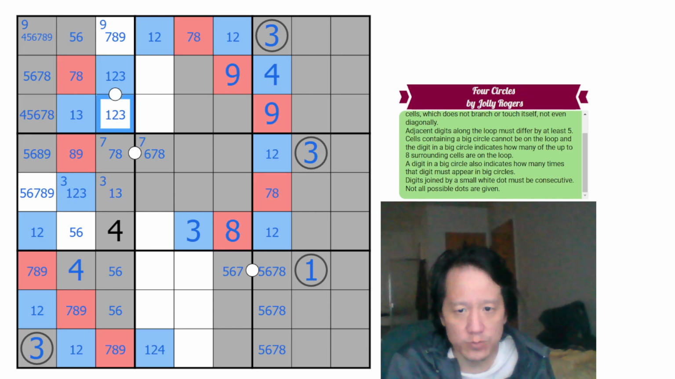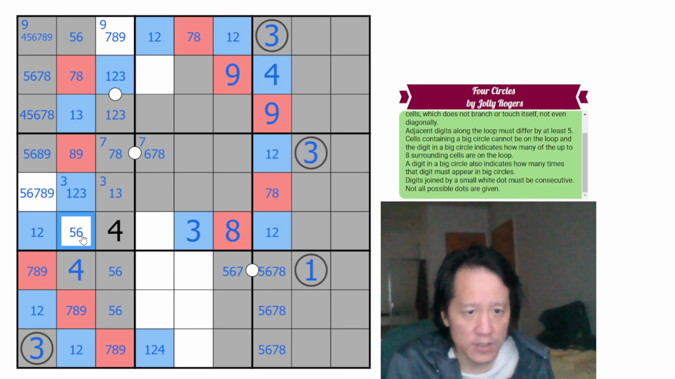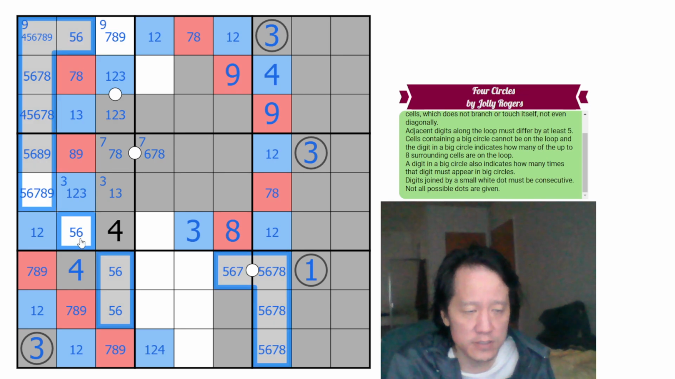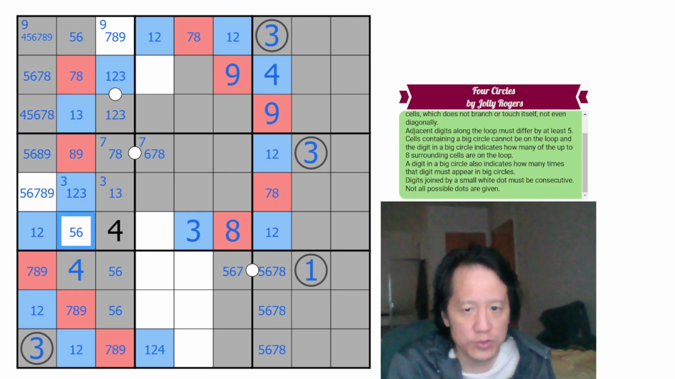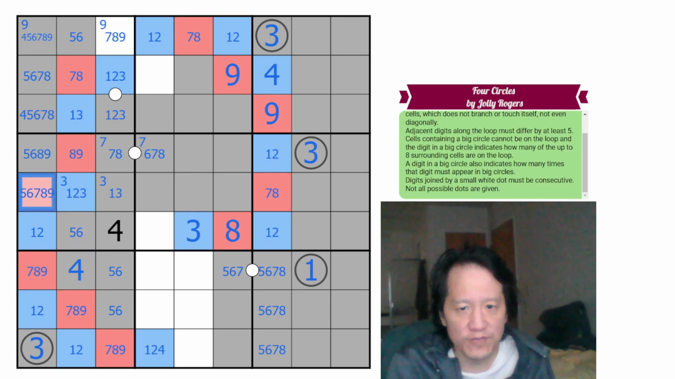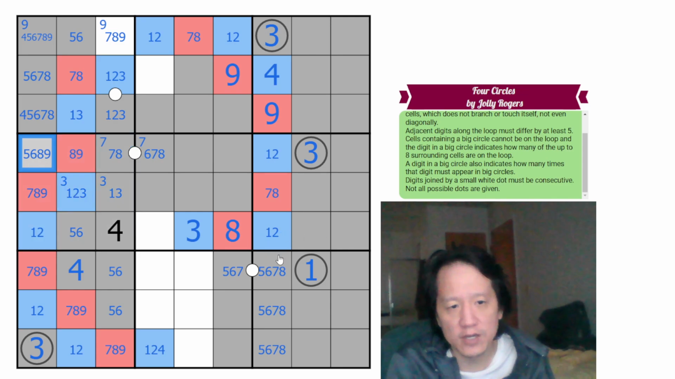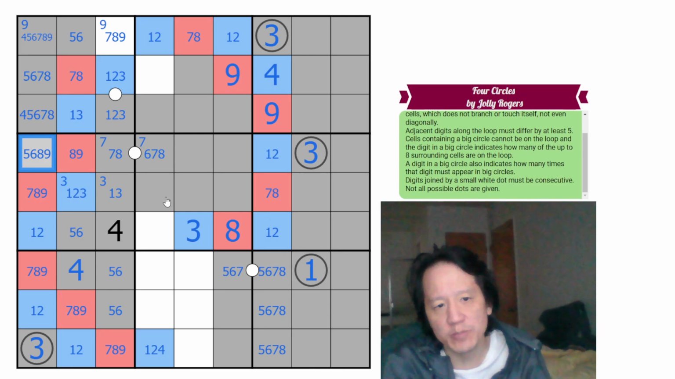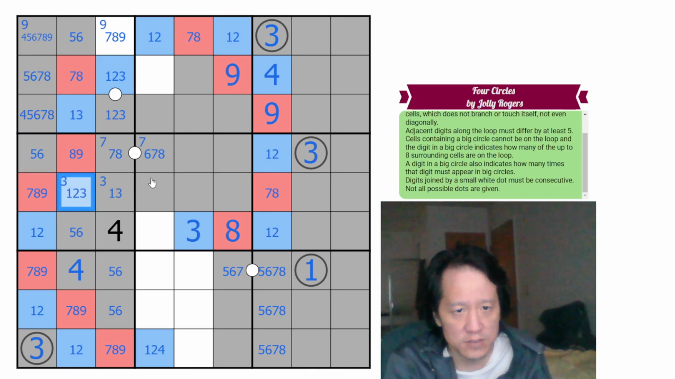This is not on the loop. Therefore, this is not on the loop, but we don't know which one of these two are. This cannot be a 6 and still be on the loop, so this is not on the loop. Therefore, this is on the loop. This can't be 5 or 6. Therefore, we have a 7, 8, and 9 triplet in box 4. So there cannot be 7, 8, or 9 in the rest of the box. Therefore, this is 5 or 6. This is 6, 7, or 7, 8.